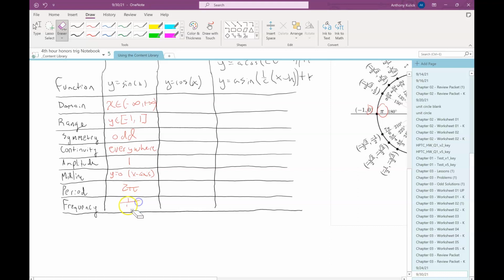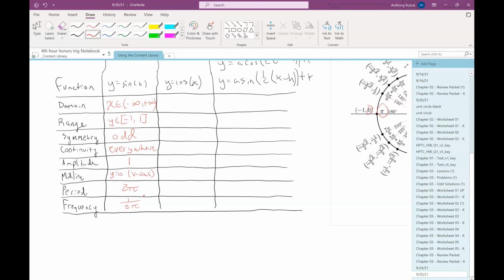Let's write it this way. Maybe it's going to be a little bit more clear. If my pen wanted to work, there you go. I'll write it that way, just so we don't think it's 1/2 pi, it's 1 over 2 pi, right?